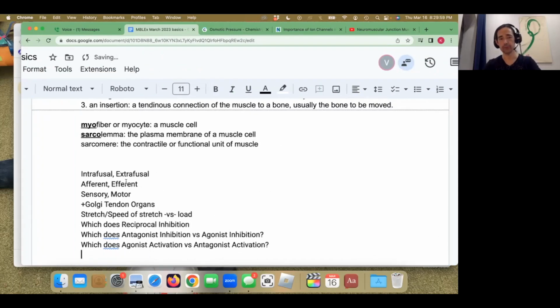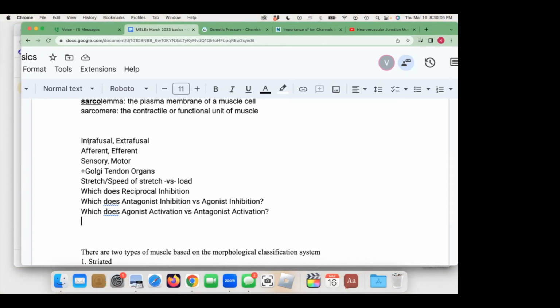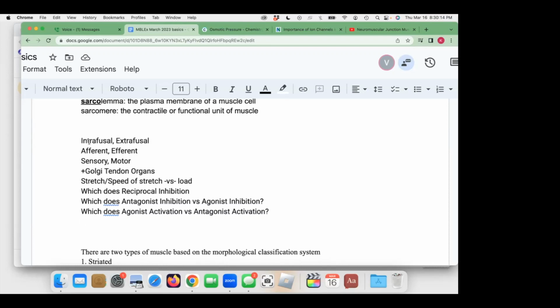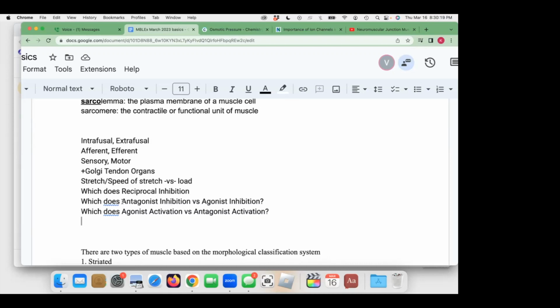Okay. Intrafusal fibers detect stretch or the rate of stretch. Everybody, intrafusal fibers detect stretch or the rate of stretch.